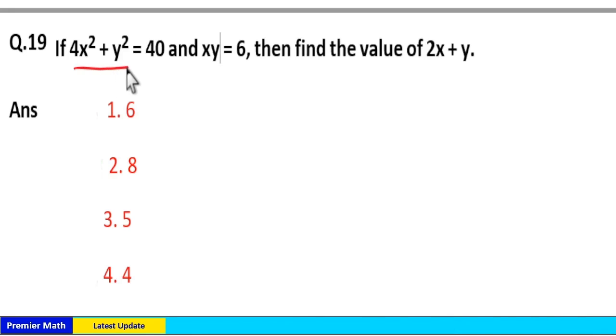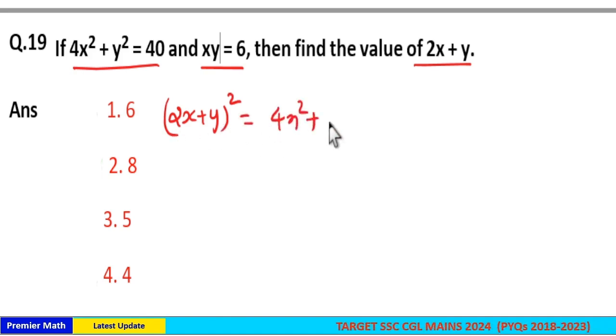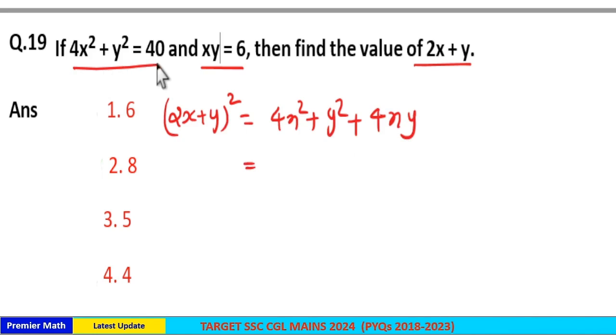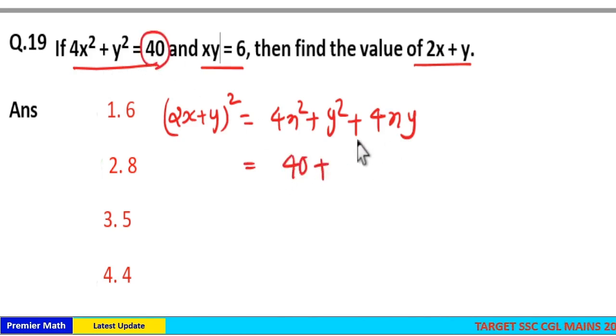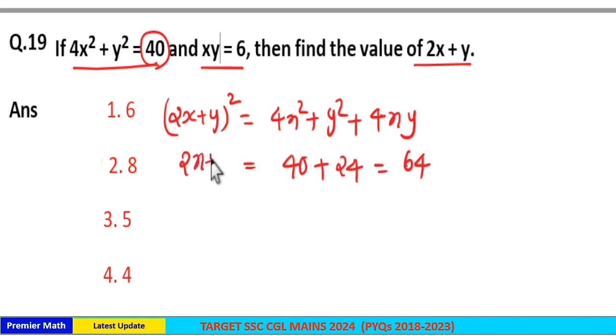If 4x square plus y square is 40 and xy is equal to 6, then find the value of 2x plus y. If you look at these terms, you can see 2x plus y, the whole square, is equal to 4x square plus y square plus 2 into 2, which is 4xy. Now 4x square plus y square is equal to 40 and 4xy is equal to 4 into 6, 24, which gives 64. So 2x plus y, the whole square, is 64, which means 2x plus y is equal to root of 64, which is 8. Option 2 is your answer.